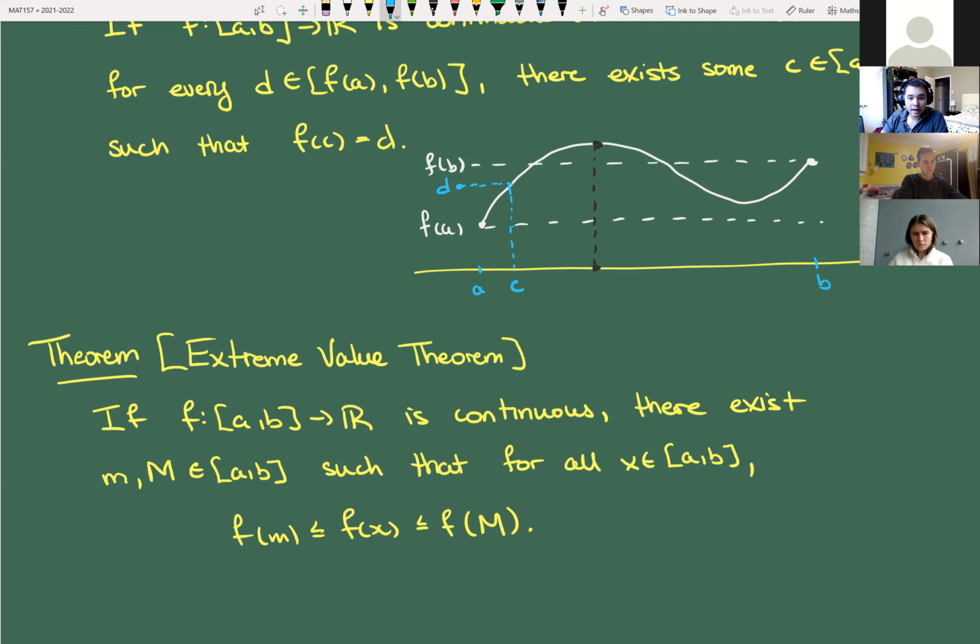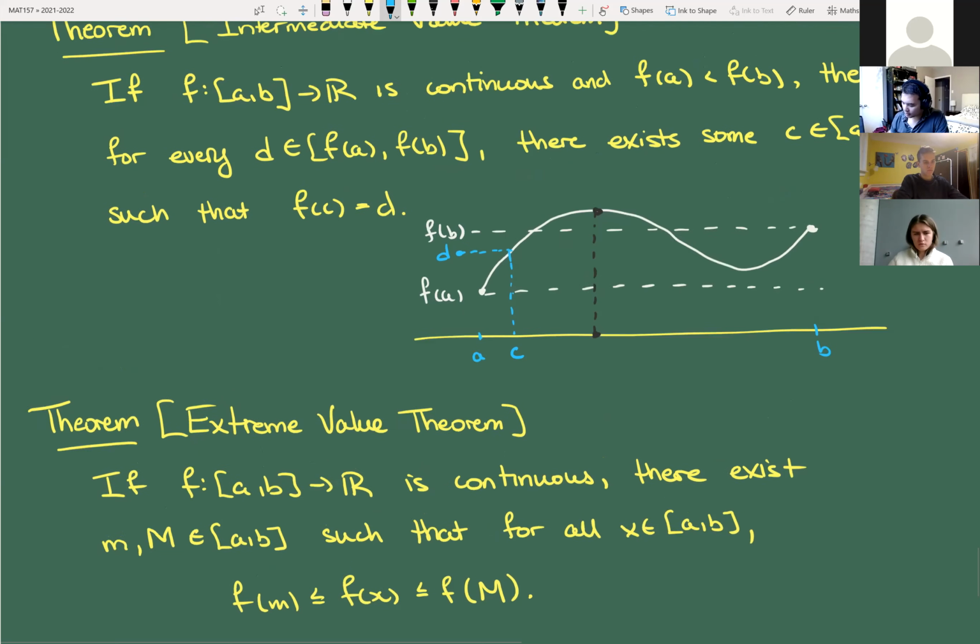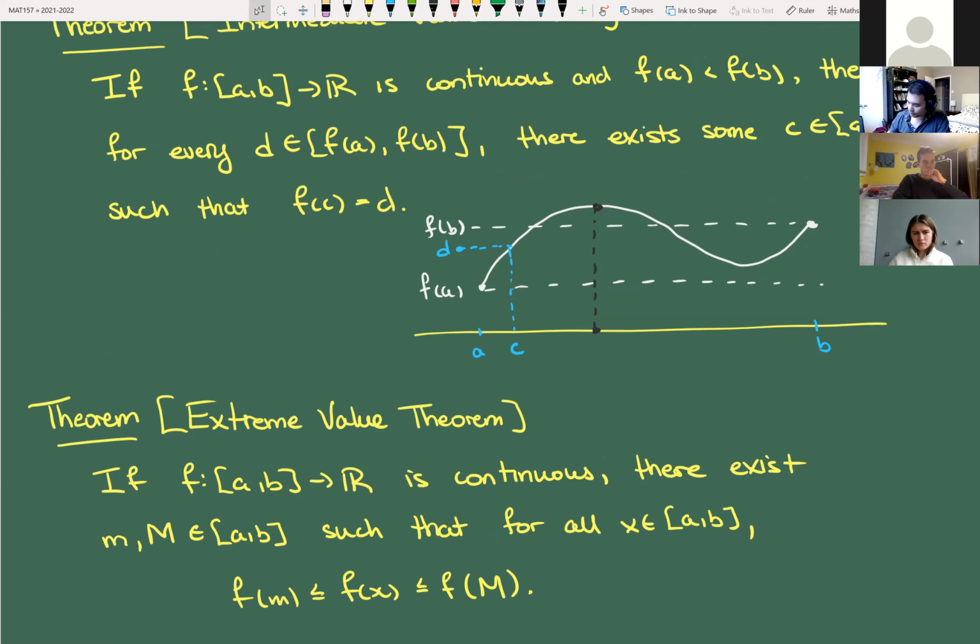Okay, so the extreme value theorem. But what happens with the constant function? In that case, the theorem technically doesn't apply, or it technically does, depending on how you want to see it, because the theorem says that f of a has to be less than f of b, and a constant function doesn't satisfy that. But you could argue that it's just less interesting because there's only one number between f of a and f of b if they're the same number. And every point in the domain gives you that value of the function, right?